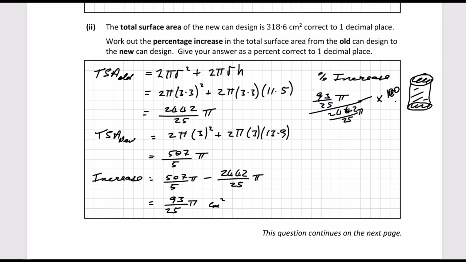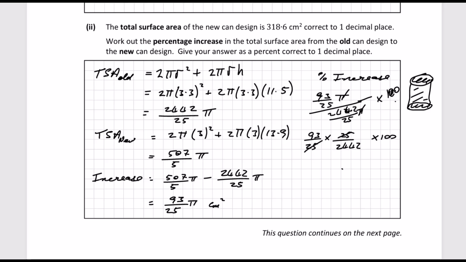A little bit messy there, but you can see we have a pi on the top, we have a pi on the bottom, so they'll divide. Now we have a fraction on the top, we have a fraction on the bottom. Now you can just do all of this on your calculator, it's not a problem. But if you look at it, you've got a fraction on the top, which is 93 over 25. You're dividing by a fraction. The way you divide by a fraction is you turn it upside down and multiply. So it's 2442. We're multiplying it all by 100 as well. You can see that 25 will cancel with the 25. So really all you've got to type into your calculator is 93 over 2442 as a fraction, and then multiply whatever that is by 100.